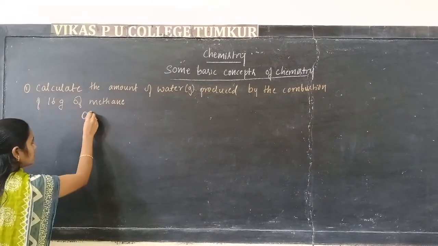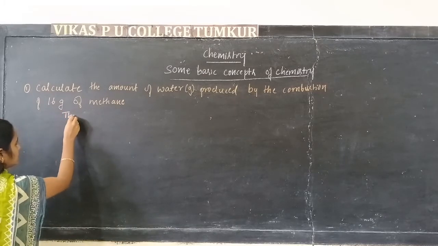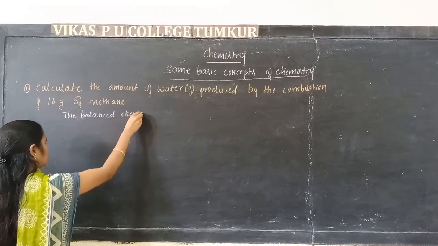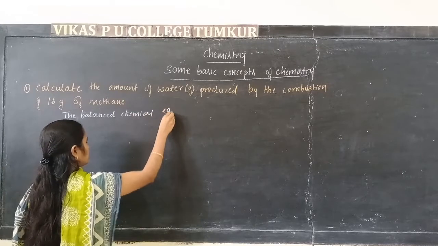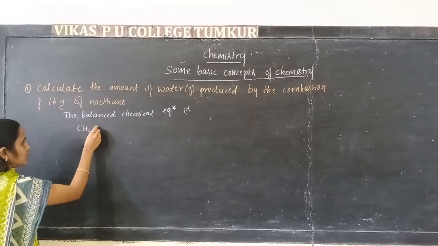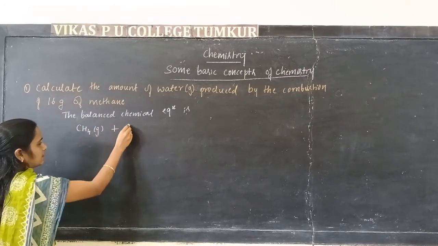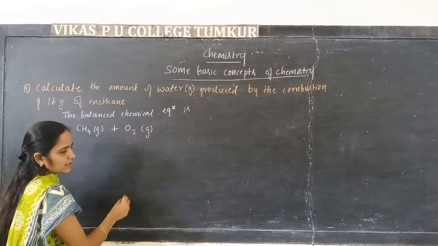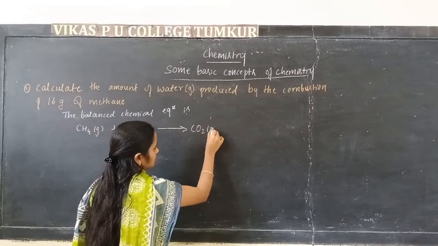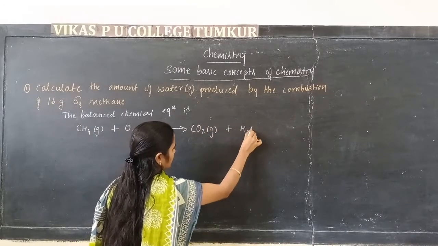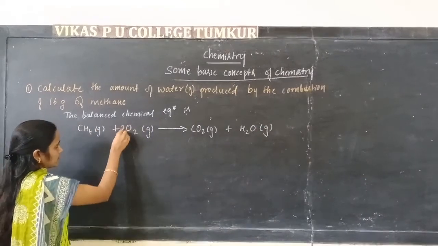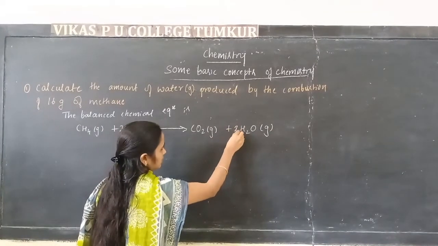Suppose the methane, the balanced chemical equation is CH4 in gaseous form plus oxygen in gaseous form gives rise to carbon dioxide in gaseous form plus water, which will also be in gaseous form. We should balance the chemical equation.